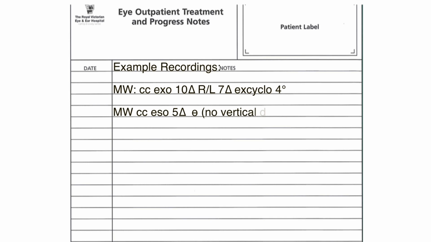Here's another way of writing the results with a different patient. Patient 1. This patient with glasses on has 10 prism diopters exo deviation with a 7 prism diopters right hyper on left. They also have an excyclo deviation of 4 degrees. Patient 2. This patient with correction has a 5 prism diopters eso deviation with no vertical deviation. Note that the circle symbol with the horizontal line through it represents no vertical deviation, and a circle symbol with the vertical line through it represents no horizontal deviation.